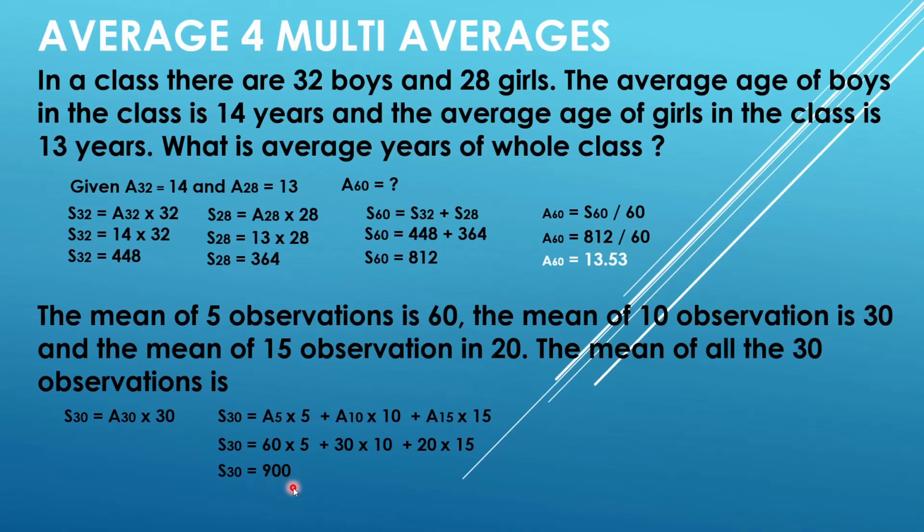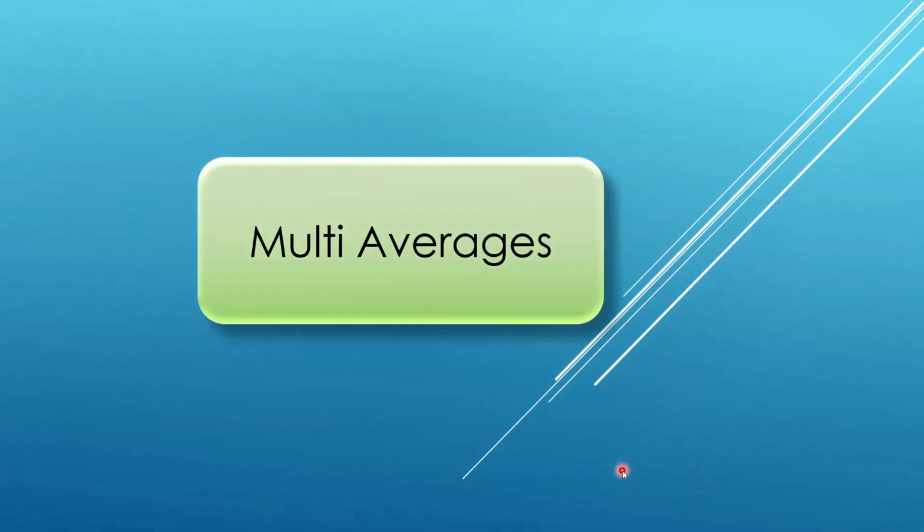Okay, is it fine? Now we can calculate this A30. A30 is equal to S30 divided by 30. So the average of 30 is 30. So don't do it like this: 60 plus 30 plus 20 divided by 3, it will be a wrong answer. Only this way we can do it.